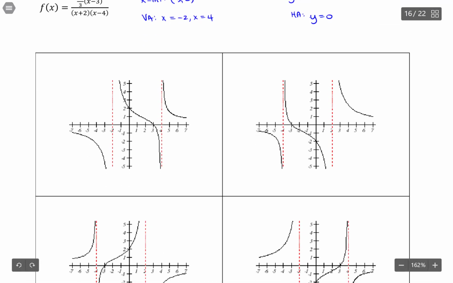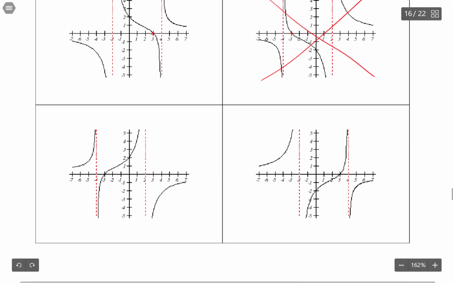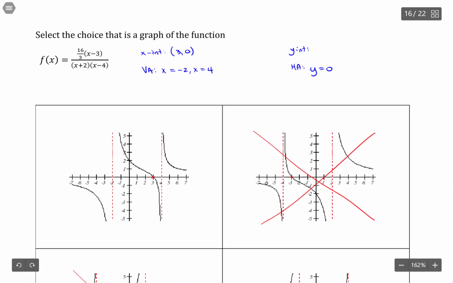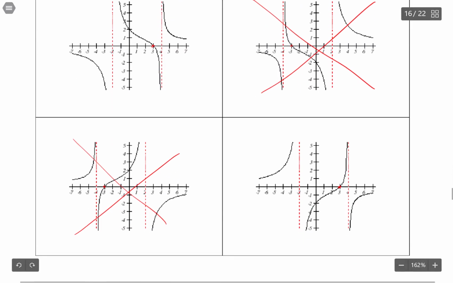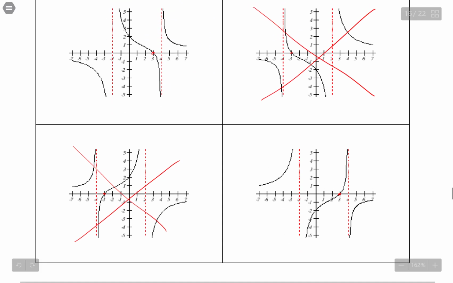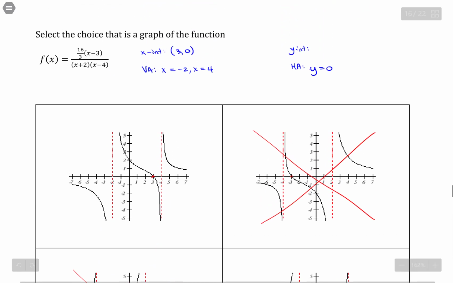X-intercept of 3. So let's see. This one checks out. This one does not, however, so we can throw that out as a possibility. Similarly, this one, we can toss that out, and this one looks fine. All right, vertical asymptotes at -2 and +4. So -2, +4, that works in this case. -2, +4, that works in this case as well.